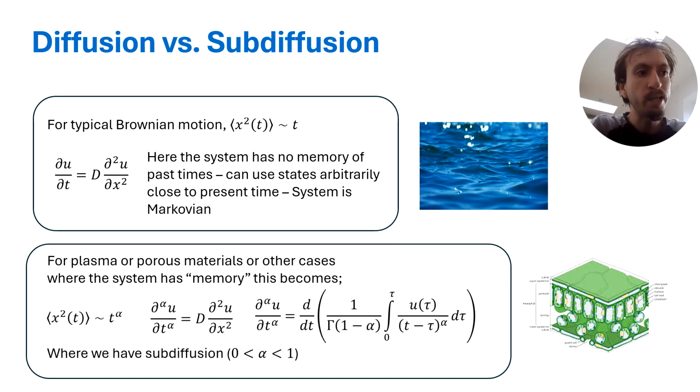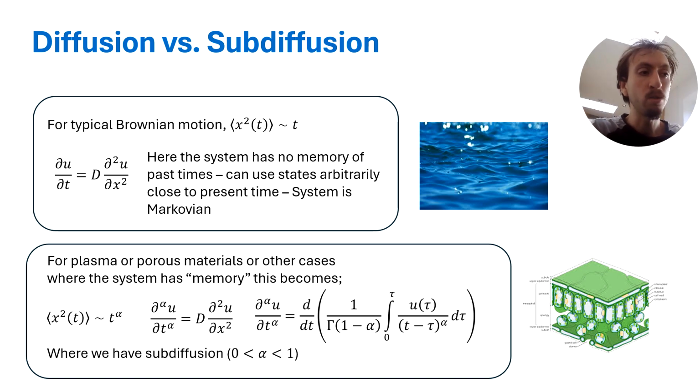And in such cases, the fractional version of Brownian motion looks like the average of x to the t all squared is t to the alpha, where alpha isn't necessarily an integer. Alpha could be a fraction. If the system has a memory, alpha will generally be a fraction.